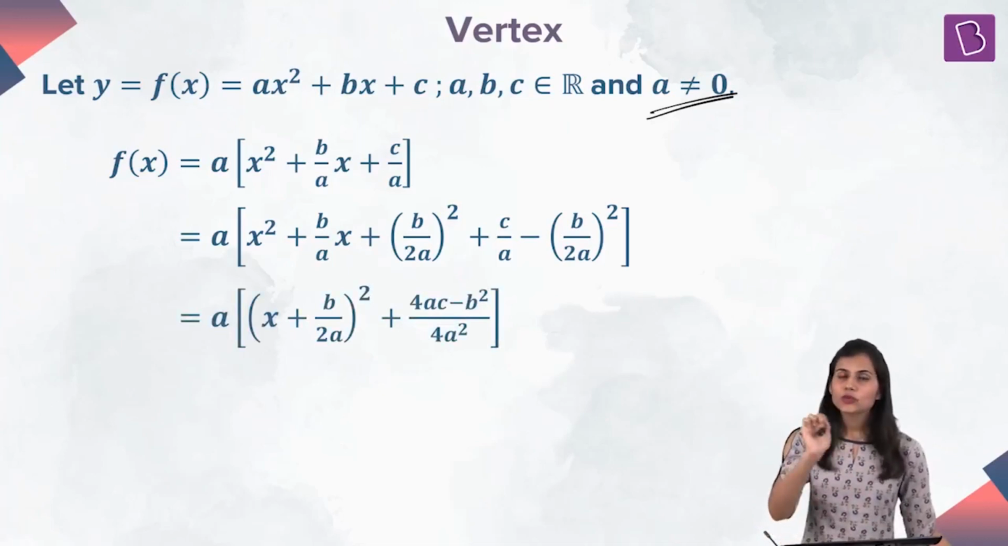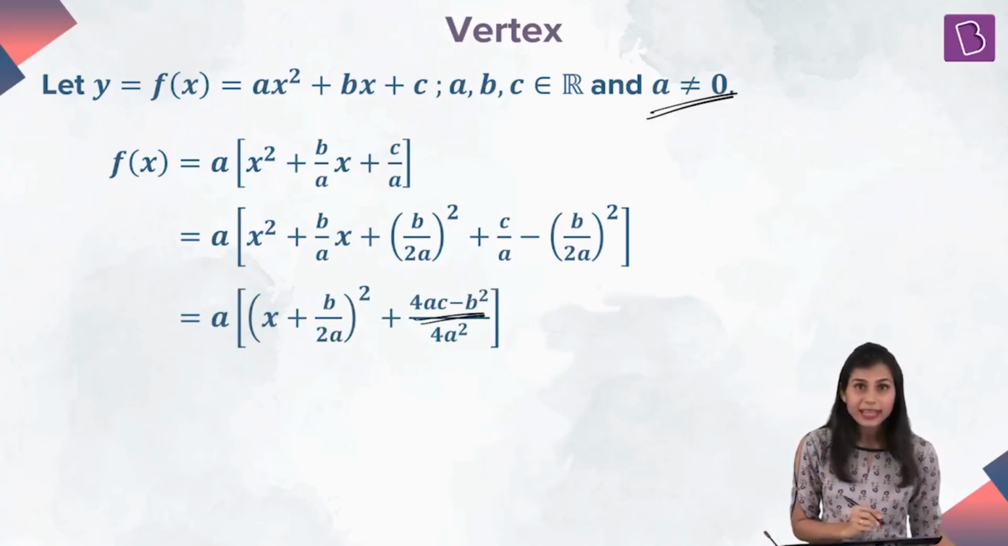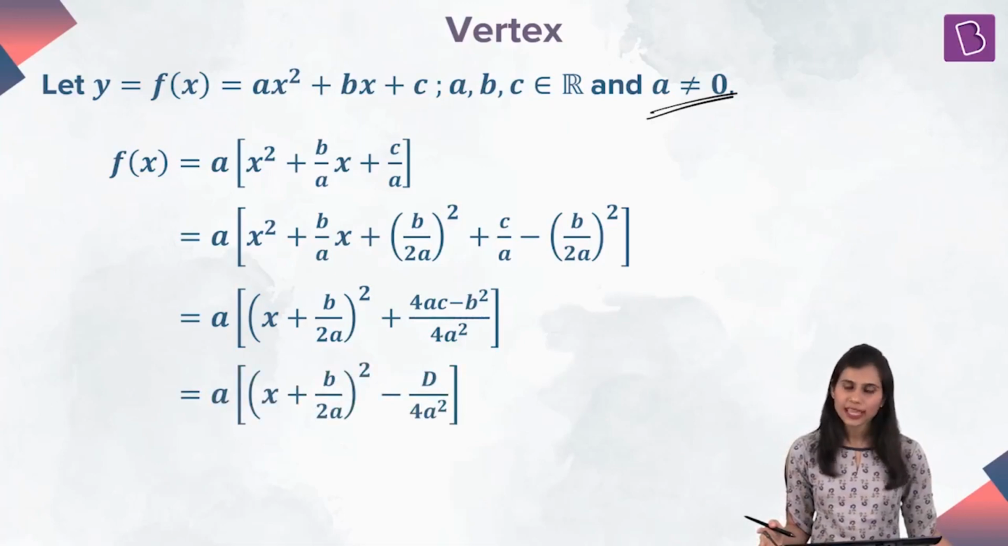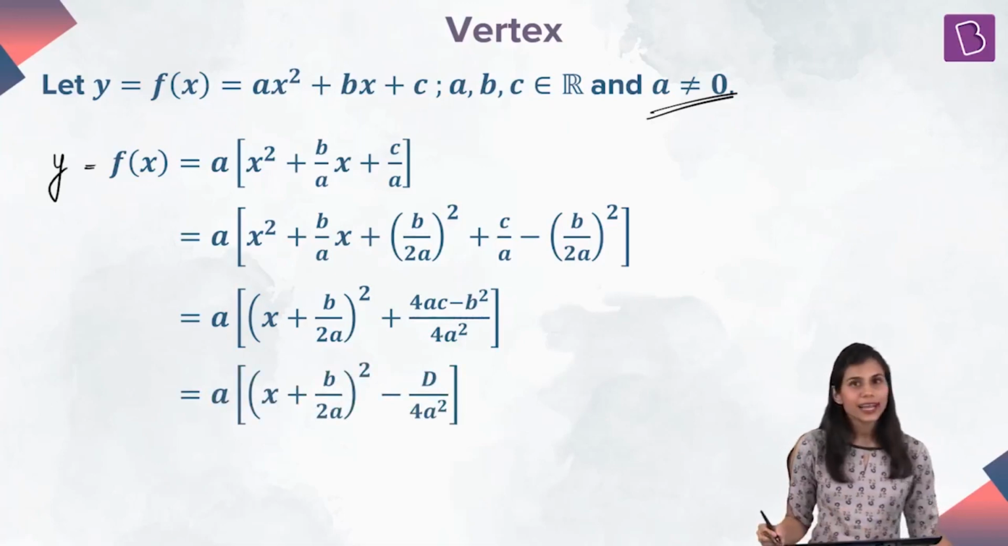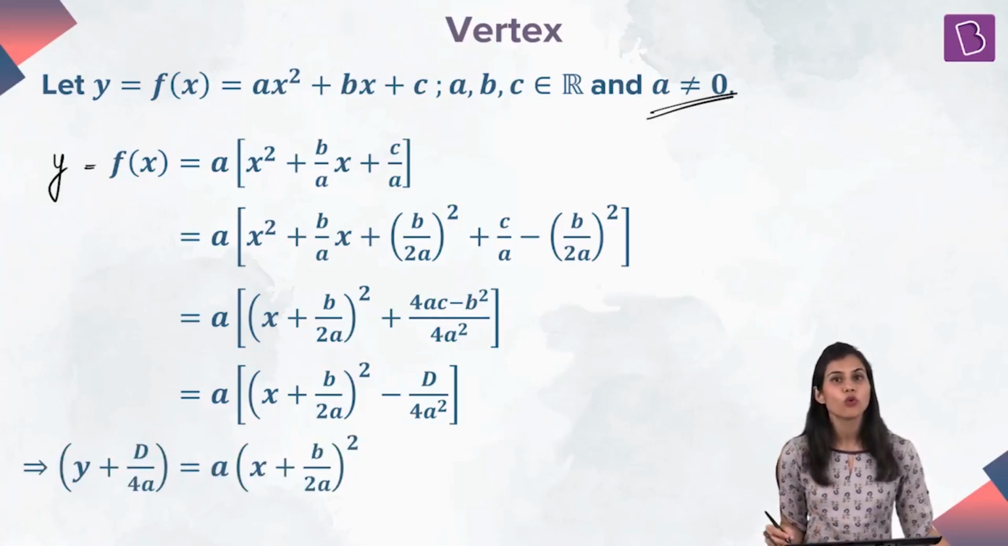Now recall b square minus 4ac represents the discriminant. That means 4ac minus b square is minus of the discriminant. Okay. That means what I have? If I write f of x as y, then now I get y plus D by 4a is equal to a times x plus b by 2a whole square.